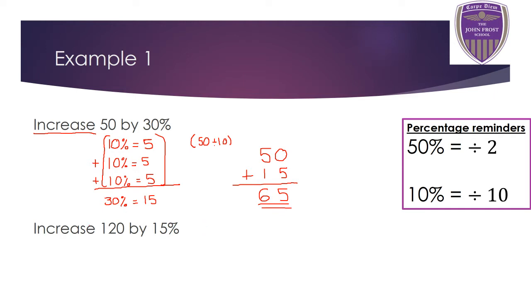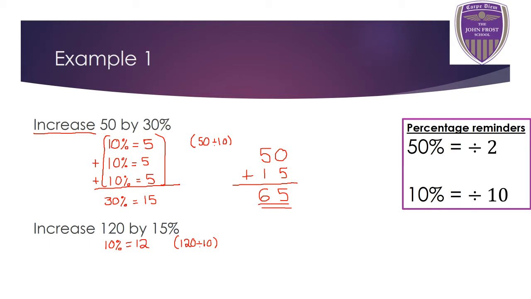Next question, we want to increase 120 by 15%. So once again, which of these percentages, 50 or 10, can I use to help me get to 15? Well, to start off, we're going to use 10% again. Remember, we find 10% of a number by dividing it by 10. So 120 divided by 10, that will be 12.